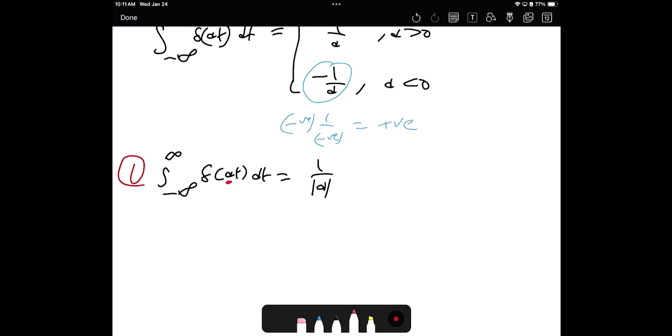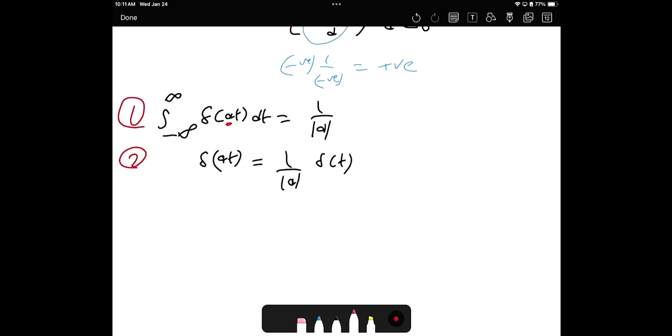The second observation that we can make is that whenever we have delta A of t, it will be 1 over the absolute value of A times delta of t. Okay? Is this clear? So whenever we have any constant, we get 1 over the absolute value of that constant. So we can get rid of the time scale, and we can make the problem much easier by removing this time constant.